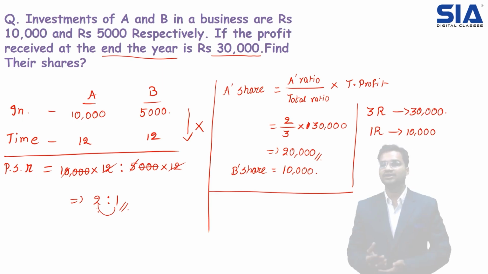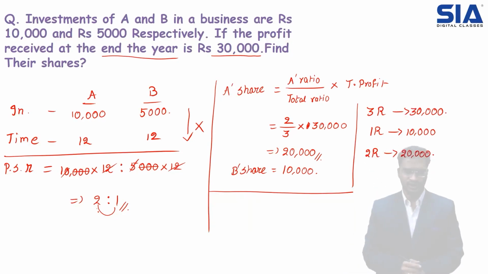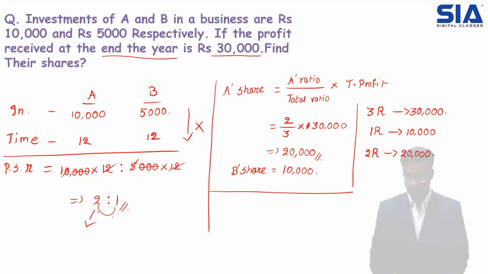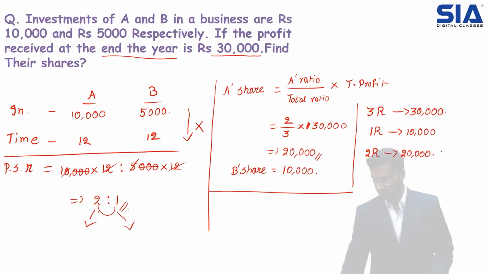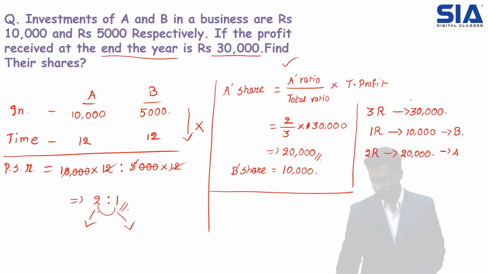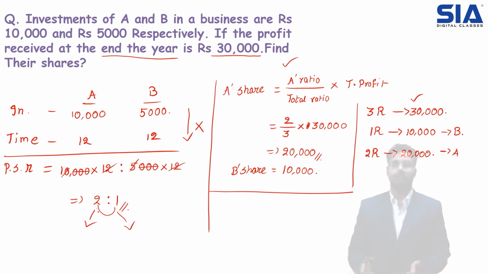So if 1 ratio is 10,000, then 2 ratios are 20,000. Here A is getting how many ratios? A is getting 2 ratios and B is getting 1 ratio. So this is the profit of A and this is the profit of B. You can use this particular method, or you can also use the other method. Whichever method is convenient for you, you can use that.